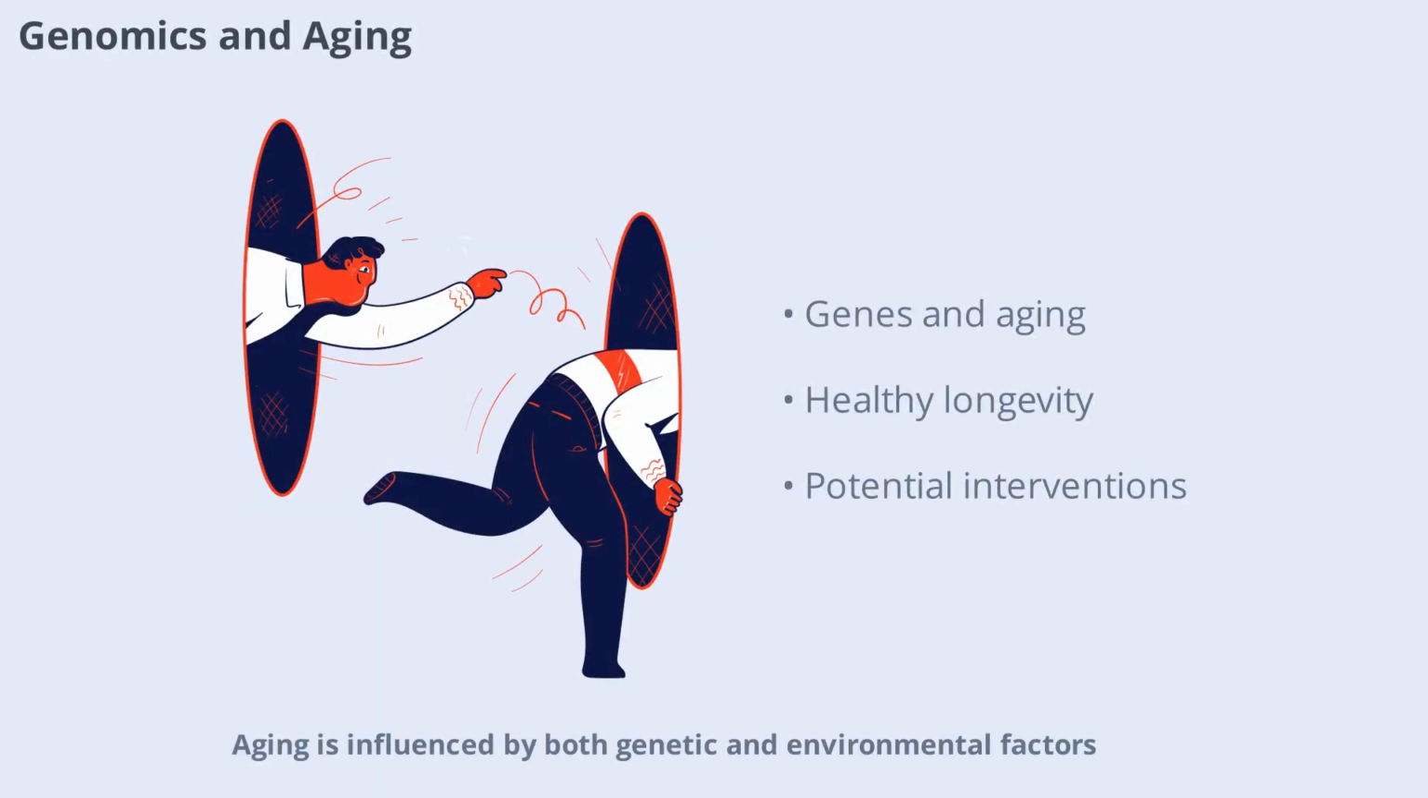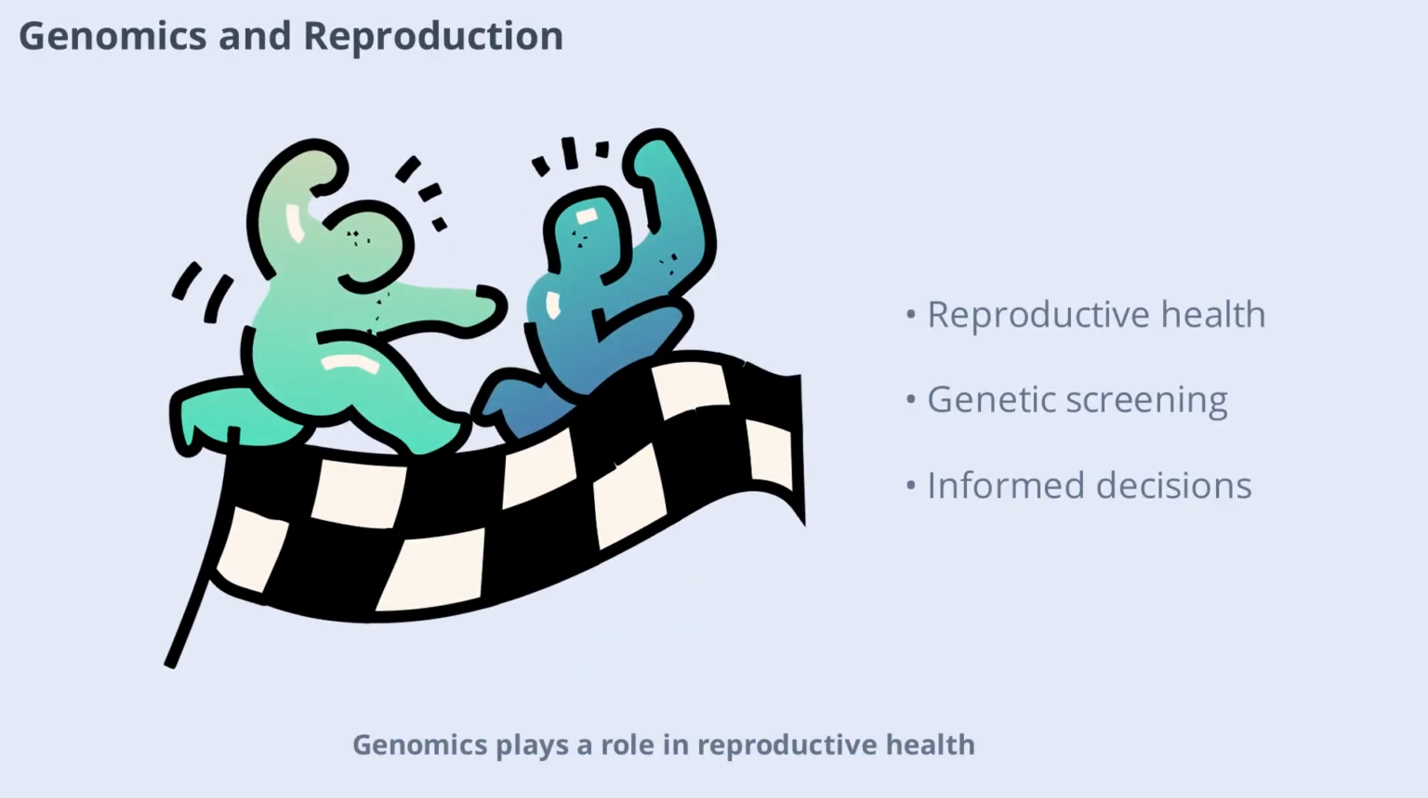Aging is influenced by both genetic and environmental factors. Genomics research is uncovering the genes involved in aging, which could lead to interventions that promote healthy aging and longevity. Genomics plays a role in reproductive health, from understanding inherited conditions to improving fertility treatments.